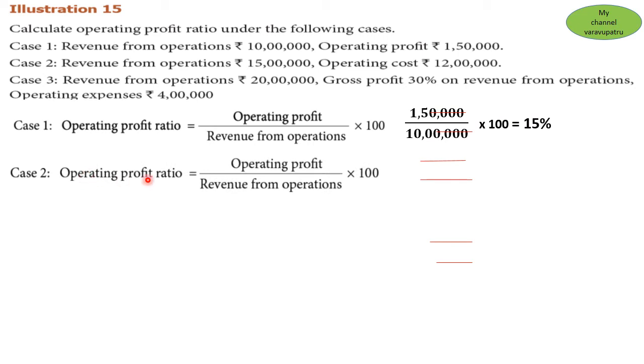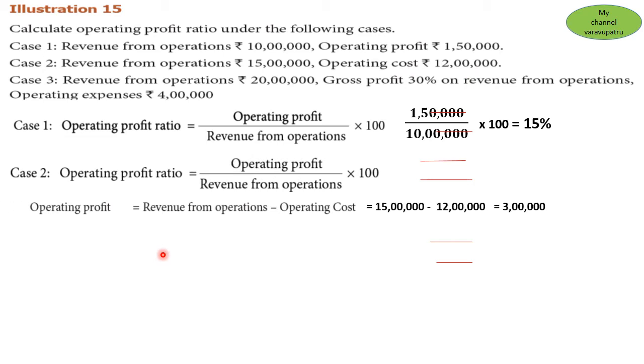Case 2. Operating profit ratio is equal to operating profit by revenue from operation into 100. So operating profit is equal to revenue from operation minus operating cost. Revenue from operation is 15 lakhs. Operating cost is 12 lakhs. 15 lakhs minus 12 lakhs is equal to 3 lakhs is the operating profit. So operating profit ratio is equal to operating profit by revenue from operation. That is 3 lakhs divided by 15 lakhs into 100 is equal to 20%.